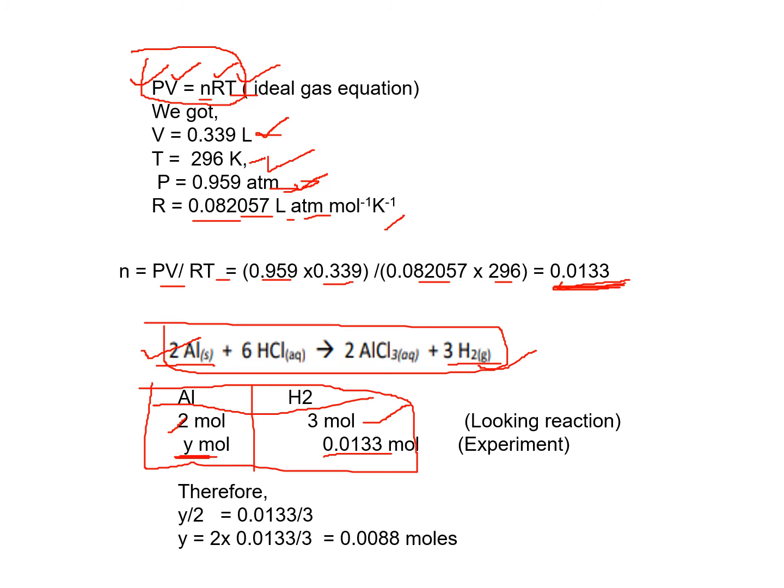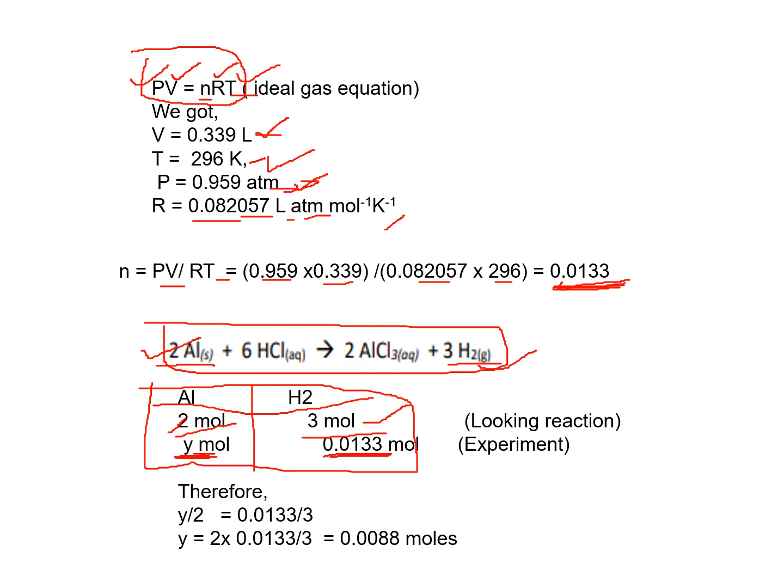I'm just assuming that I have Y mole of aluminum. So Y mole of aluminum gave 0.0133 mole of hydrogen, or 0.0133 mole of hydrogen comes from Y mole of aluminum. So you just have to do some high school math here. I just take the ratio. So Y divided by 2 is equal to 0.0133 by 3.